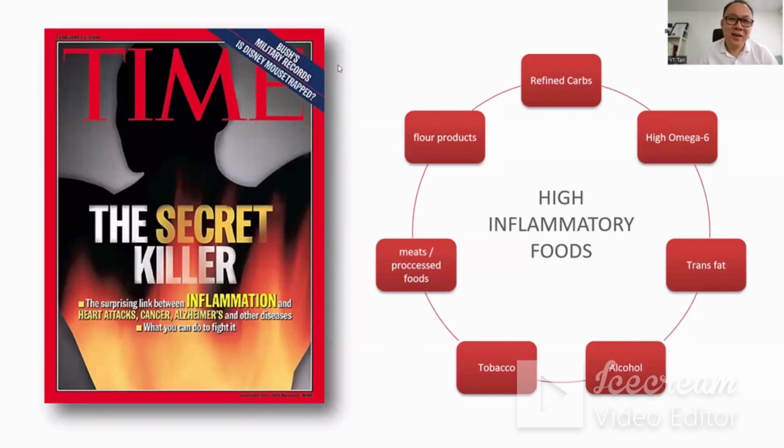And people are saying, no, I'm not taking chapati, but I take a lot of naan. It's the same thing, right? Whatever you take, naan, roti prata, chapati, everything, all these are refined carbs. So refined carbs are highly inflammatory foods.